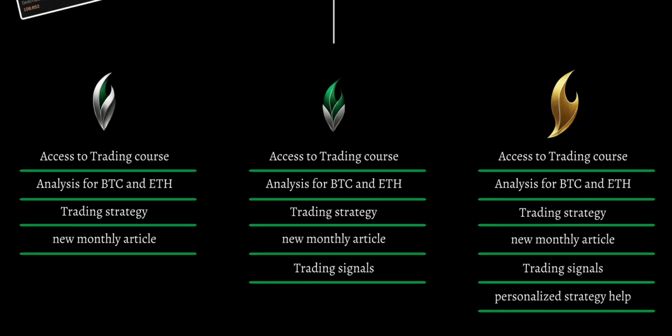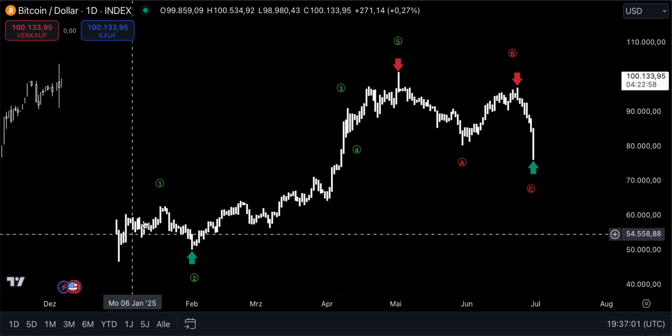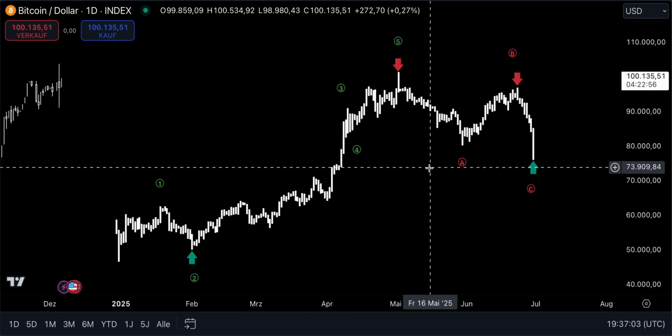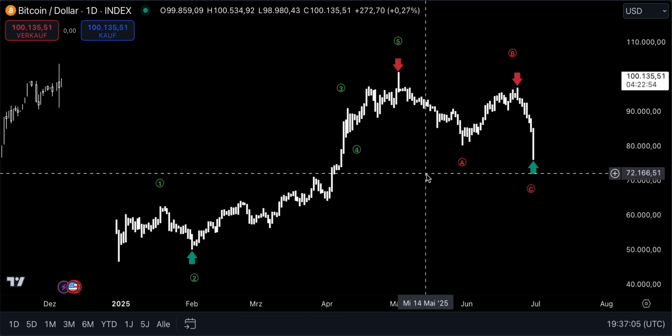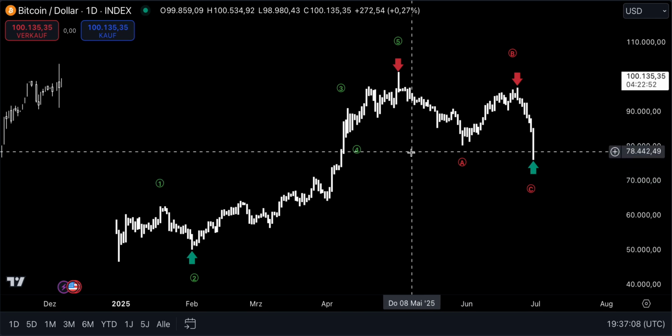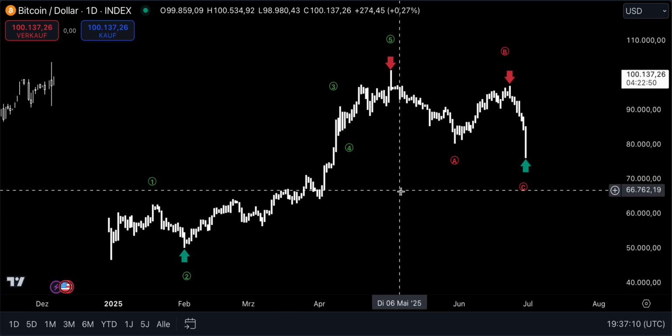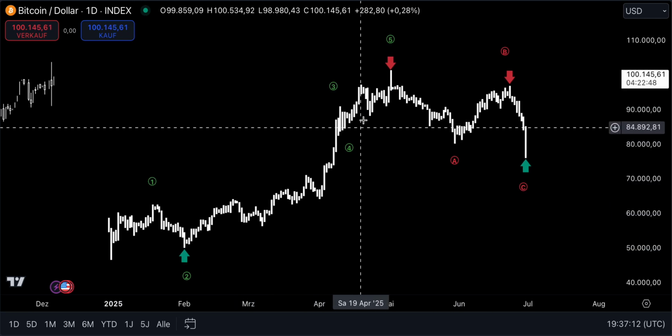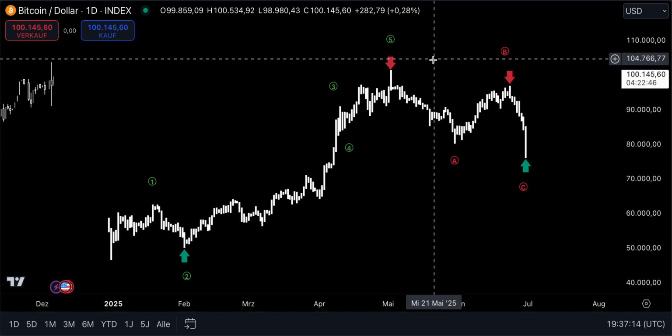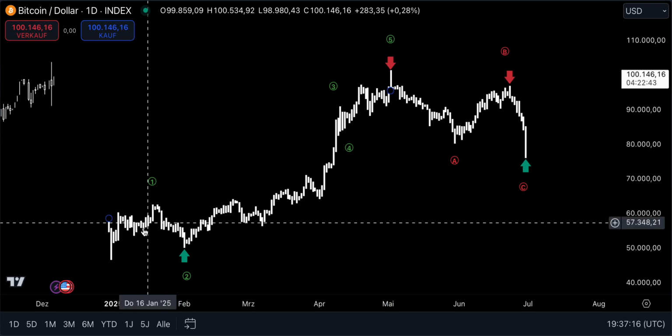But I think with that, I have explained this setup to you. If you have any questions, feel free to drop them in the comments down below. And now you know how this Elliott Wave works. And this is only one. There are so many systems you can use to analyze trades. This is only one of them.